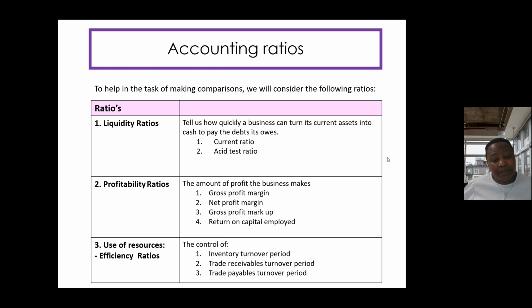The other one is the profitability ratio. You want to see how much profit your business is making. In looking at profitability ratios, we have gross profit margin, net profit margin, the gross profit markup, and the return on capital employed. But we're not focusing on that in this video.